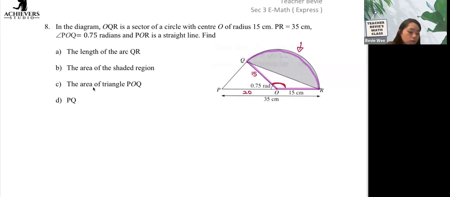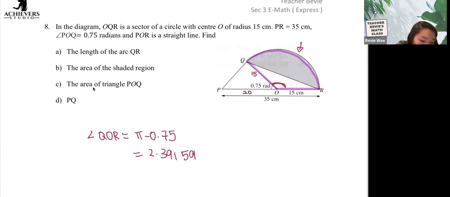Okay, yeah, that's your angle. One straight line is 180 degrees, right? And 180 degrees is equivalent to how many pi radian? That is 1 pi, correct? So to find angle QOR, I'll take pi minus 0.75, which gives me 2.391592654. This is my theta.